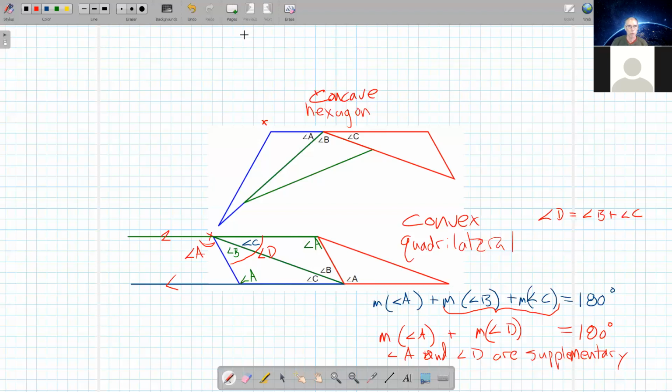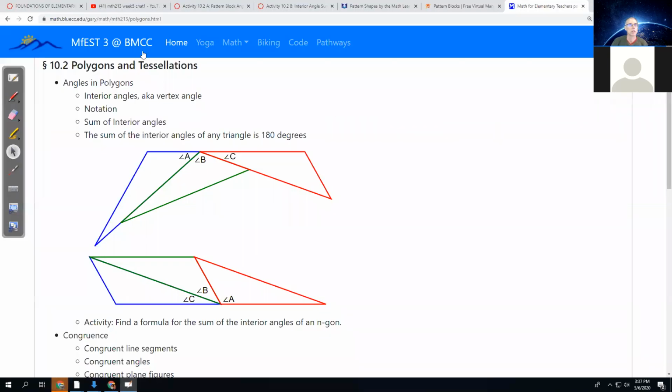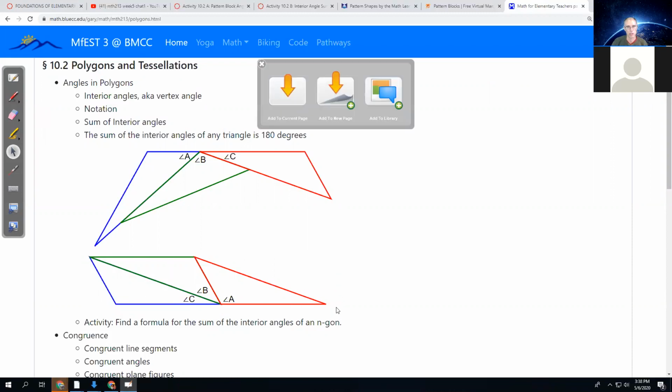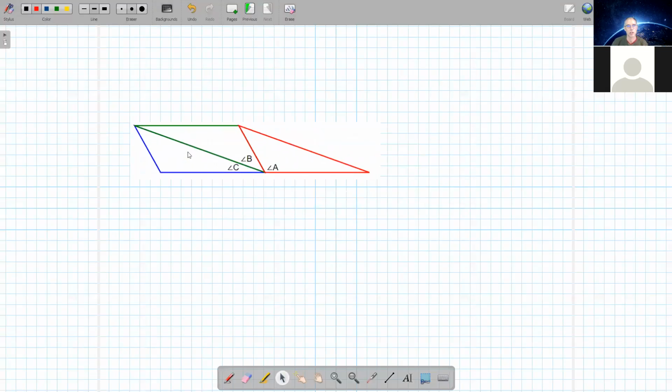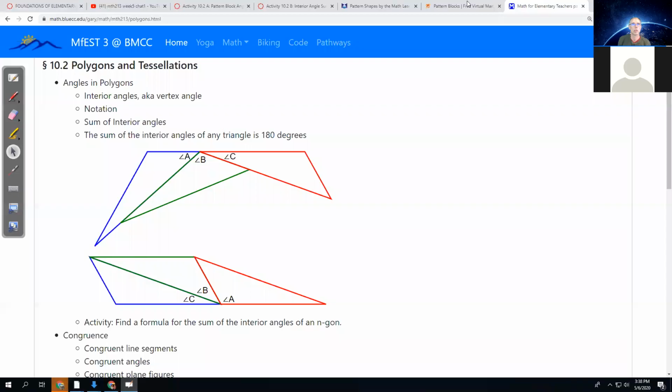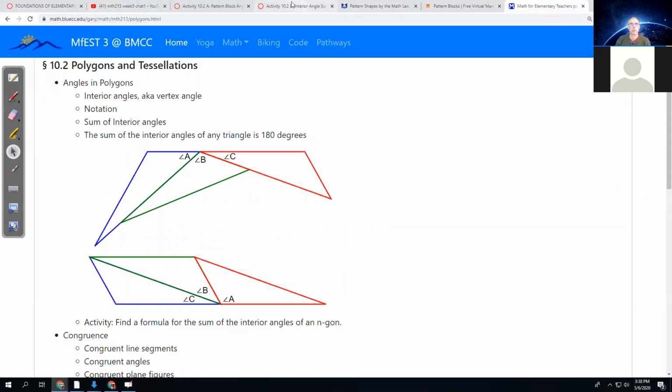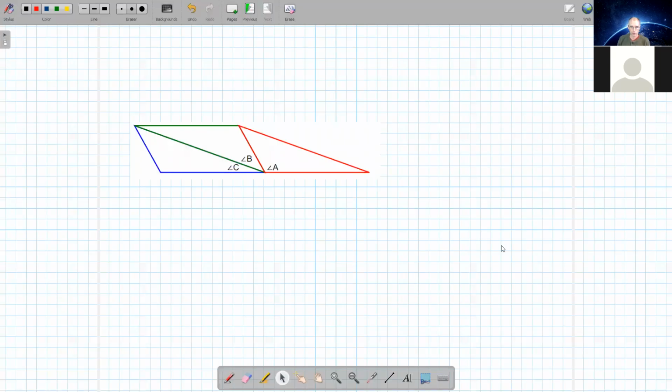Let's pick this apart one more time. So, screenshot. I'm going to grab this again. And new page. All right, so this again is a quadrilateral. And the next part of the activity that I want to work on with you right here is what's the interior angle sum of a quadrilateral? Well, I have one in front of me, so let's play with it and see.